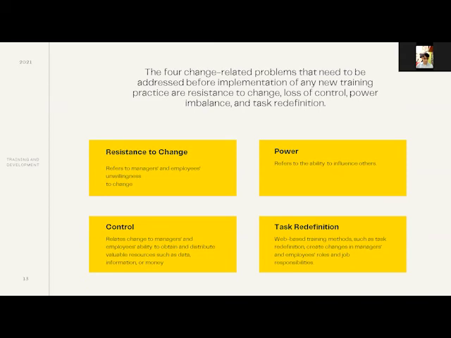So next is the control. This relates to change in managers' and employees' ability to obtain and distribute valuable resources such as data, information, or money.